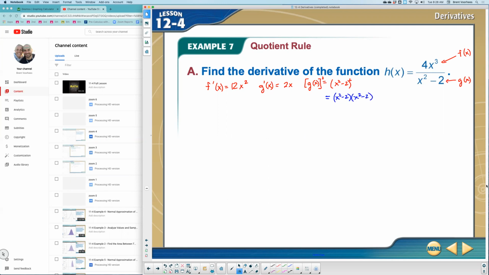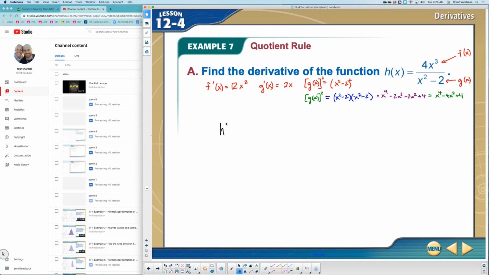And if you FOILed all that out, I'm getting x squared times x squared, which is x to the fourth, and then minus 2x squared, another minus 2x squared, and then minus 2 times minus 2 is a positive 4. We could simplify that and say, okay, all of that will be x to the fourth minus 4x squared plus 4. That right there is g of x quantity squared, or the function g squared. Okay, with that, let's find h prime.